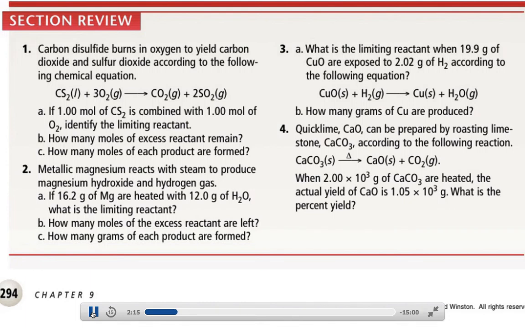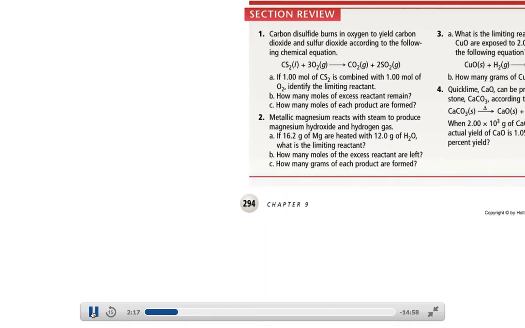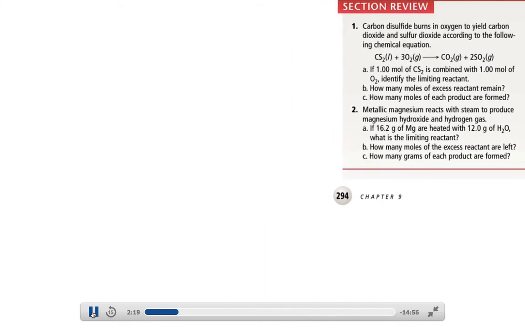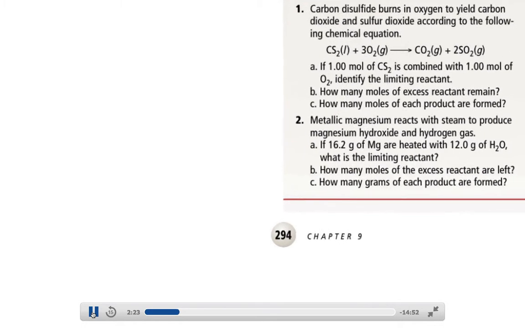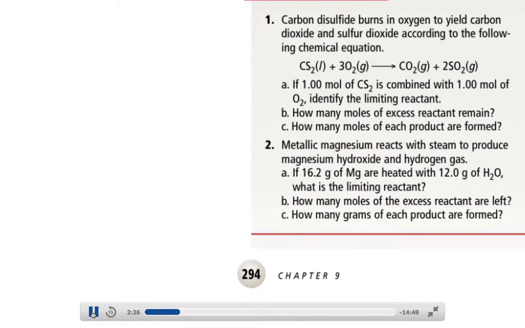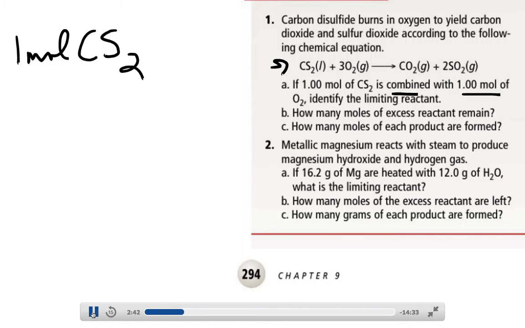But maybe it's easier if we actually do the calculations with these. So instead of looking at bicycles and balls, let's see if we can actually do a calculation. So I'm going to do this first one, and these are the section reviews from your book. It says carbon disulfide burns in oxygen to yield carbon dioxide and sulfur dioxide according to the equation as listed. If we have 1 mole of carbon disulfide, so I'm going to write that down, 1 mole of carbon disulfide. So anytime it tells me an amount I have, I'm going to write it down, and it's combined with 1 mole of oxygen.